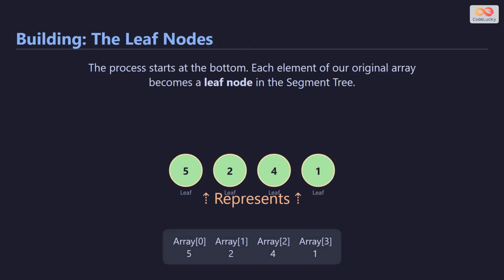Building the tree starts conceptually from the bottom. Each element of our input array corresponds directly to a leaf node in the tree. If our array has the numbers 5, 2, 4, and 1, these values become the bottom layer of our segment tree structure.